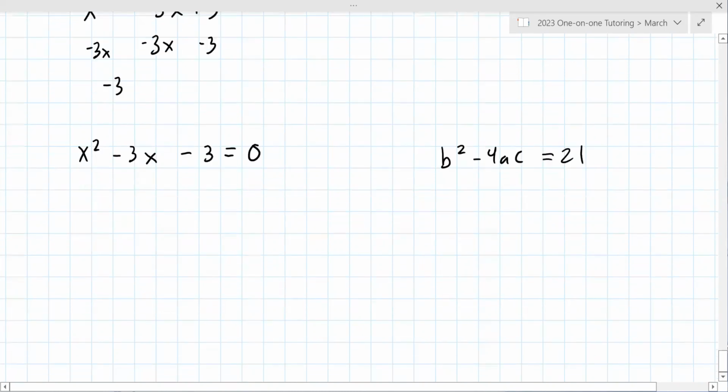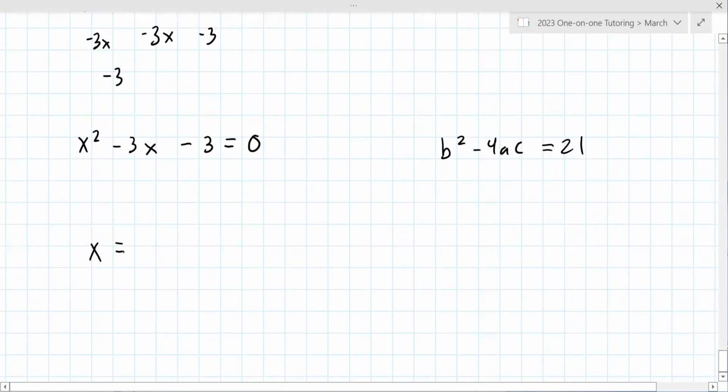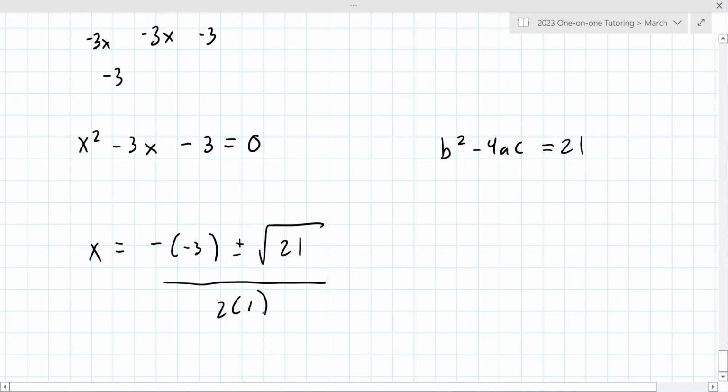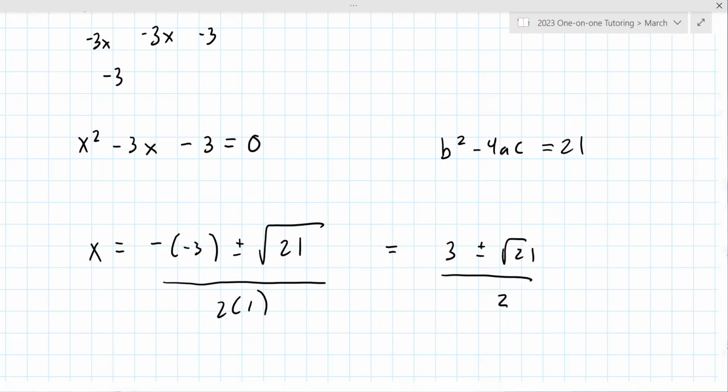All right. Now, your choice, though. You can put all the numbers in, and you just have to make sure you get that part right. Minus a -3 for the minus b, plus or minus the square root of 21 over 2 times 1. All right. So from here, there's not a ton left to do. It's 3 plus or minus the square root of 21 over 2. You're effectively done. I would say you're totally done.